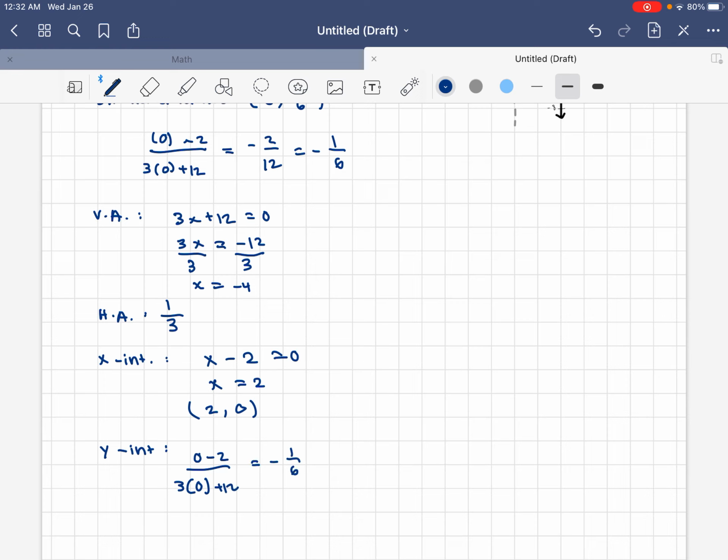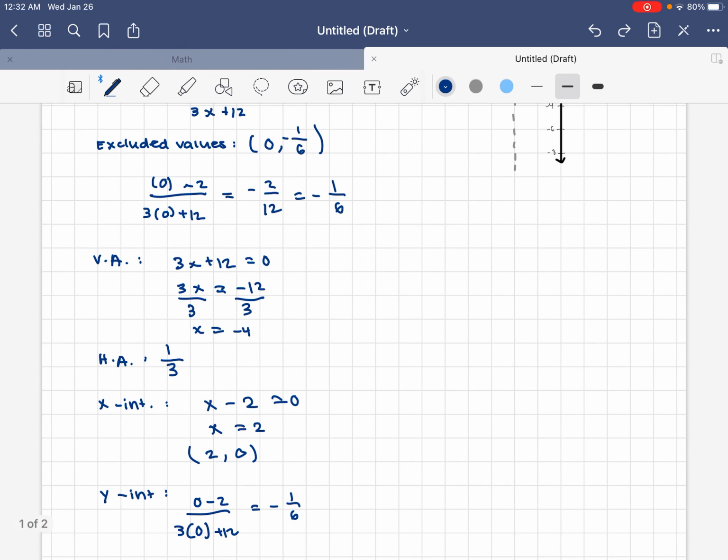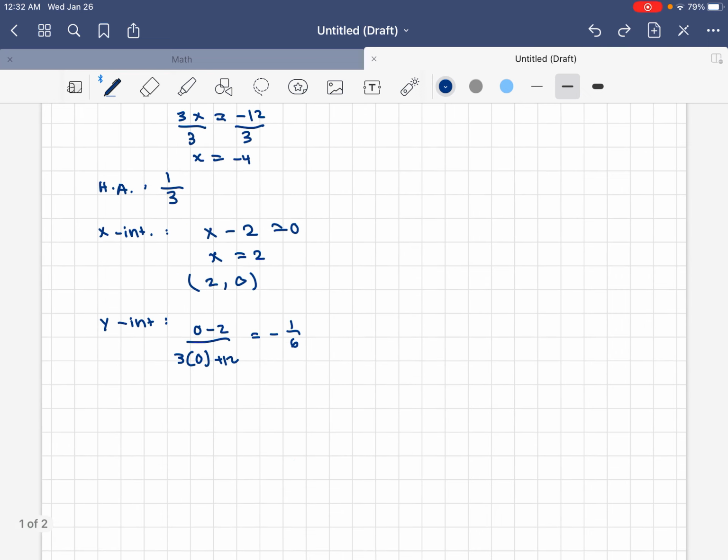Okay, so what do we notice from -1/6 as a y coordinate? Well, our excluded values, -1/6. Did we plot this? We did. So this means that it's saying that this would be our y-intercept, but since there's a hole there, that would just mean that there is no y-intercept. So, no y-intercept.